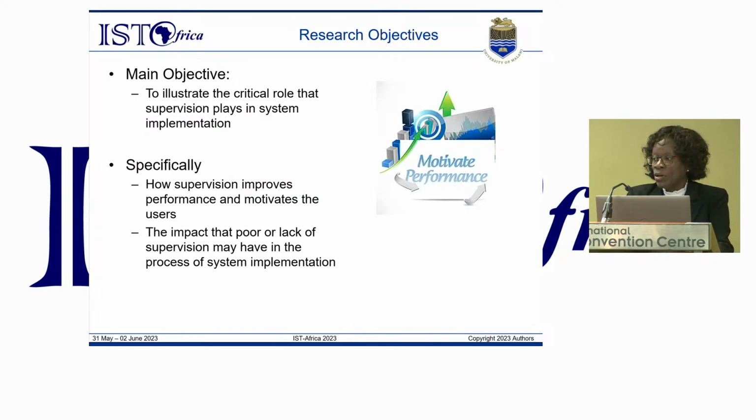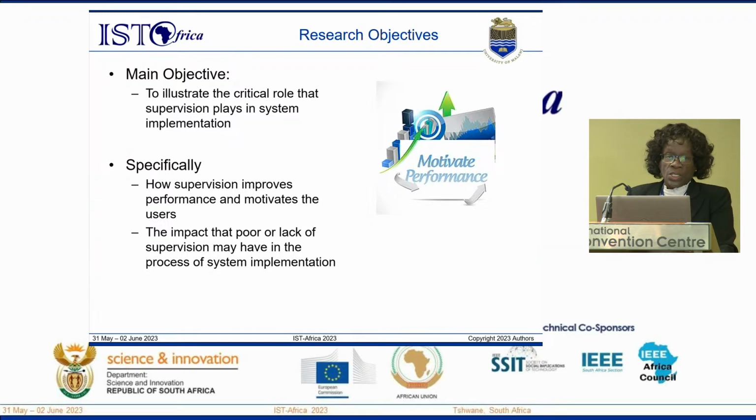The main objective here, therefore, was to illustrate the critical role that supervision plays in system implementation. Not just a one-off supervision, but something which is done systematically. Specifically, we're looking at how supervision improves performance and motivates the users. And also a look at the impact that lack of supervision may have in the process of system implementation.